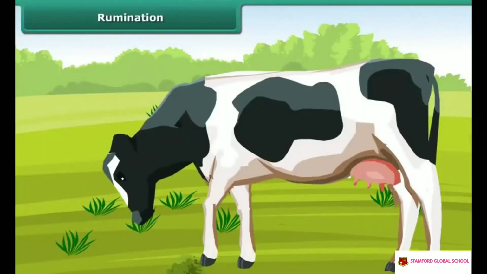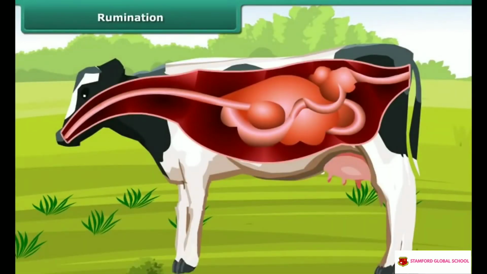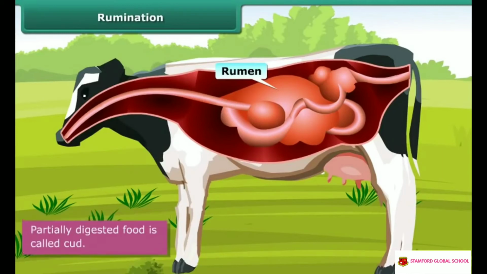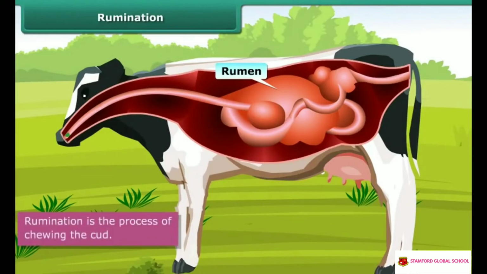Have you observed a cow chewing continuously even when it is not eating? What happens is, it quickly swallows the grass and stores it in the rumen. Here the food gets partially digested and is called cud. But later, the cud returns to the mouth in small lumps and the animal chews it. This process is called rumination, and these kinds of animals are called ruminants.